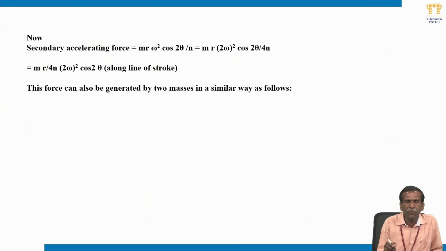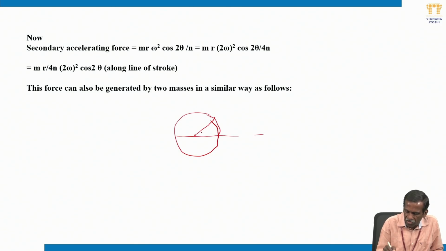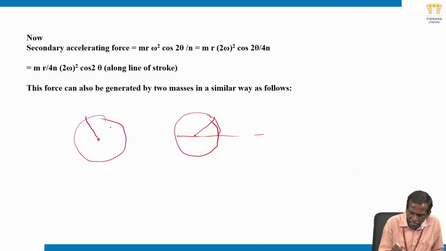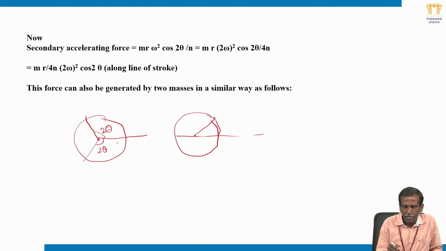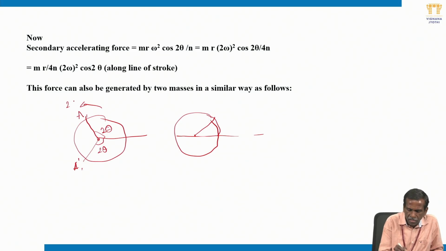Okay, now coming to the secondary forces. In a similar way, let us say this crank is making an angle here. This is the center line. Okay, I will draw here. This crank is making an angle 2 theta, the direct crank, and the imaginary crank also, in the opposite direction, making 2 theta. This is, let us say, A1 dash. So this is rotating with what velocity? 2 omega. Here also it is rotating in the opposite direction with 2 omega, the imaginary crank.